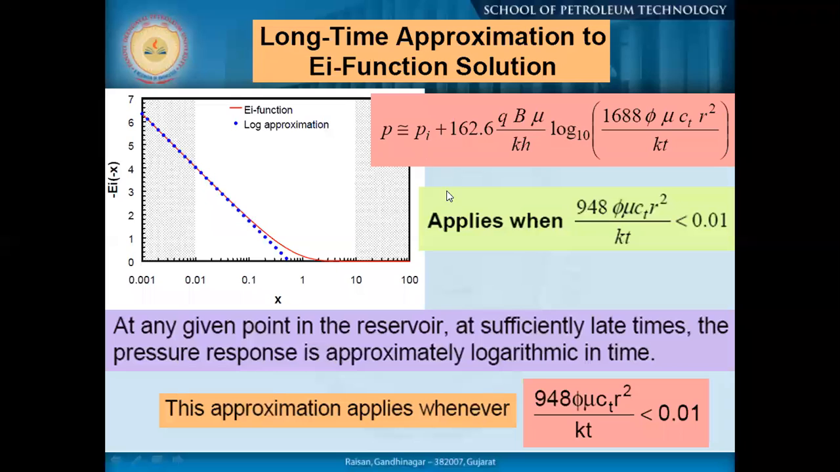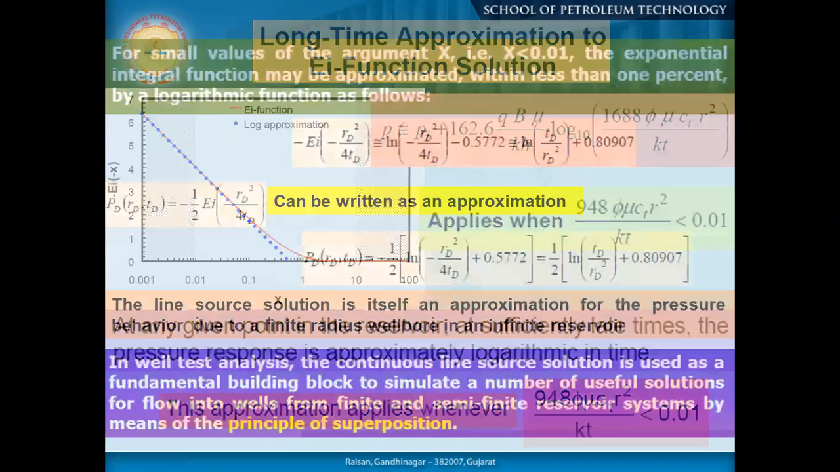And for the long time approximation, when your x value is less than 0.01, that time you see the logarithmic approximation as well as the Ei function having the same values, they are overlapping. So that's why that time we need to use the logarithmic approximation. So P is Pi, the initial pressure, with the logarithmic approximation of our x value. That is how we could use our approximation value to get our pressure response properly.